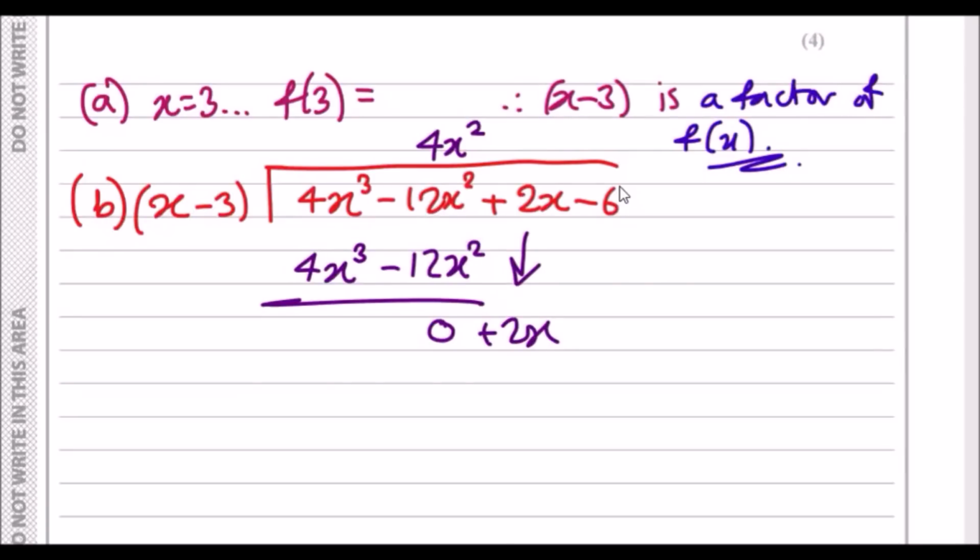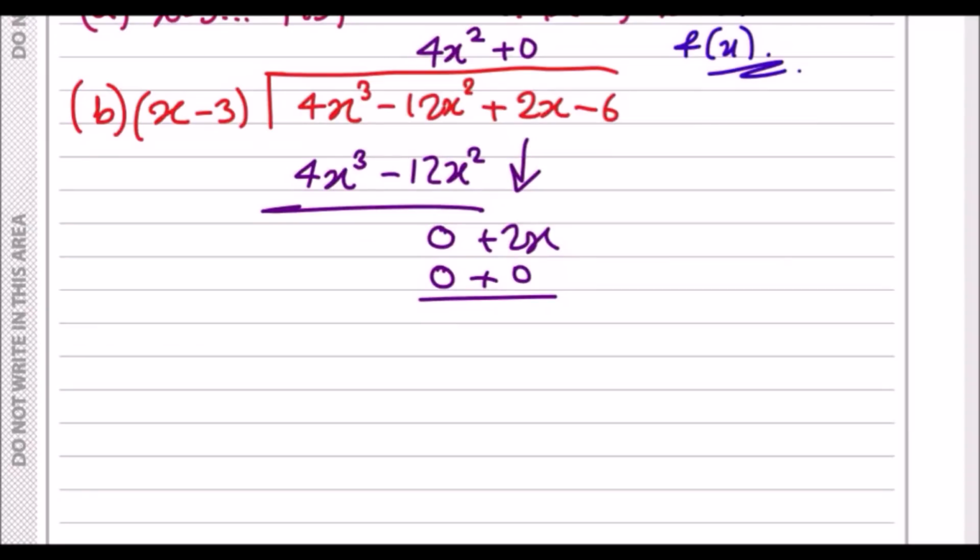Now we ask ourselves, how many times does x go into 0? Well, this would be 0, so we have to put a 0 term here. So now we say, okay, 0 times the x minus 3 term will give us 0 plus 0. Wow. I'm not really used to this kind of long division. It's usually a lot more intense.